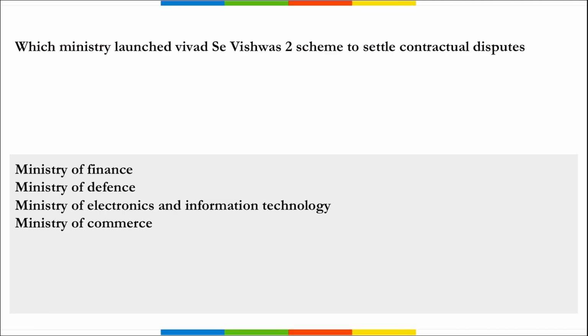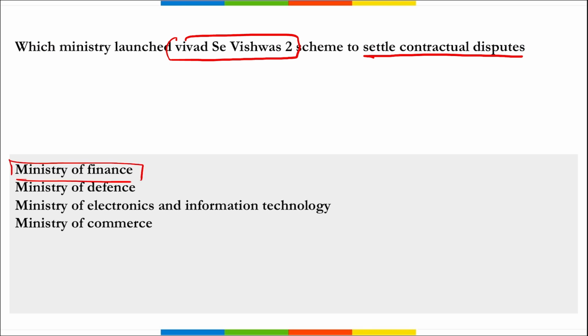Correct? Next, which ministry launched Vivad Se Vishwas 2 scheme to settle the contractual disputes? So remember, it is your Ministry of Finance, correct? They have launched this scheme Vivad Se Vishwas 2, correct? It is a contractual dispute scheme and it is to settle the pending contractual disputes of the government and government undertakings. The scheme was announced in the Union Budget 23-24 by the Union Finance Minister Nirmala Sitharaman.